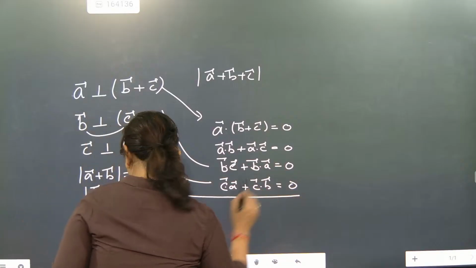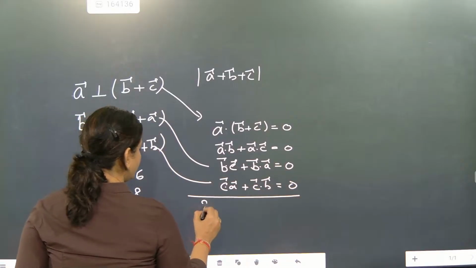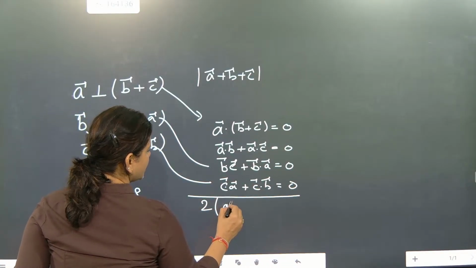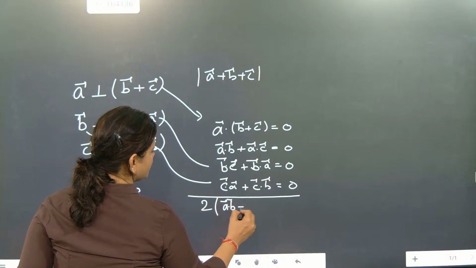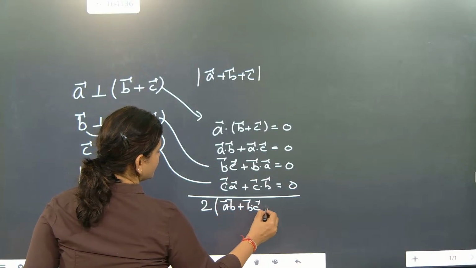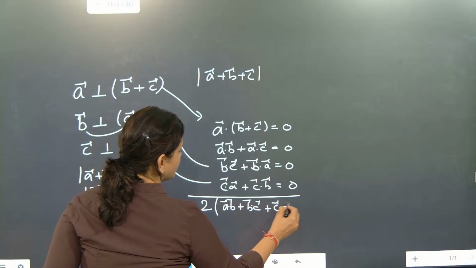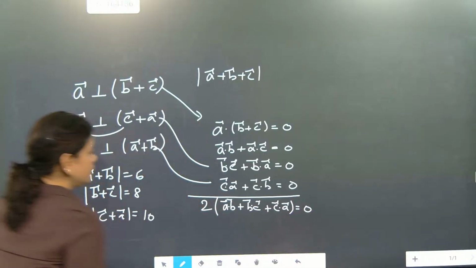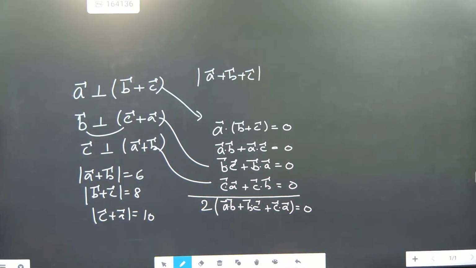If we add all these three, what are we going to get? We will get A vector dot B vector plus B vector dot C vector plus C vector dot A vector is equal to 0. This is the final conclusion we have got. Okay. Now the magnitude part they have directly given.